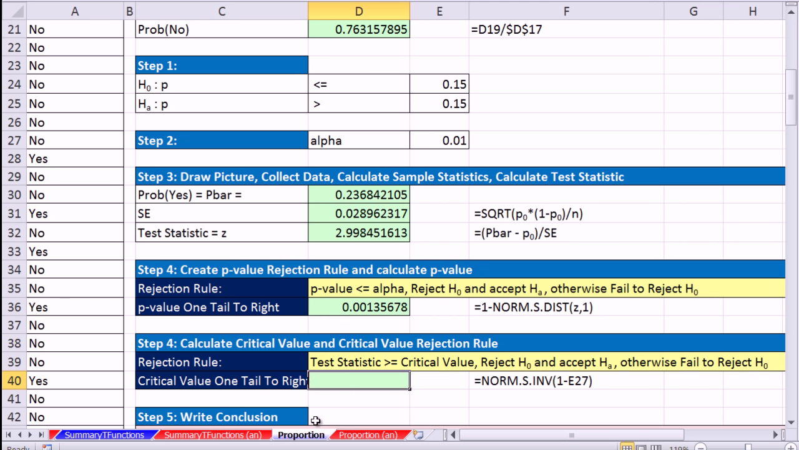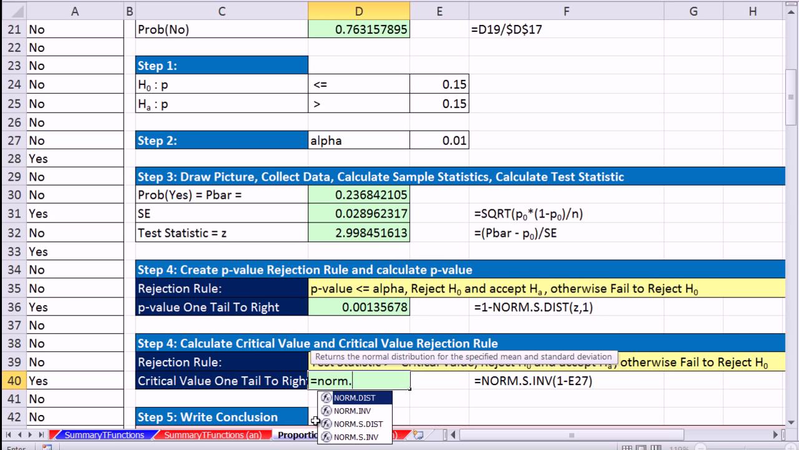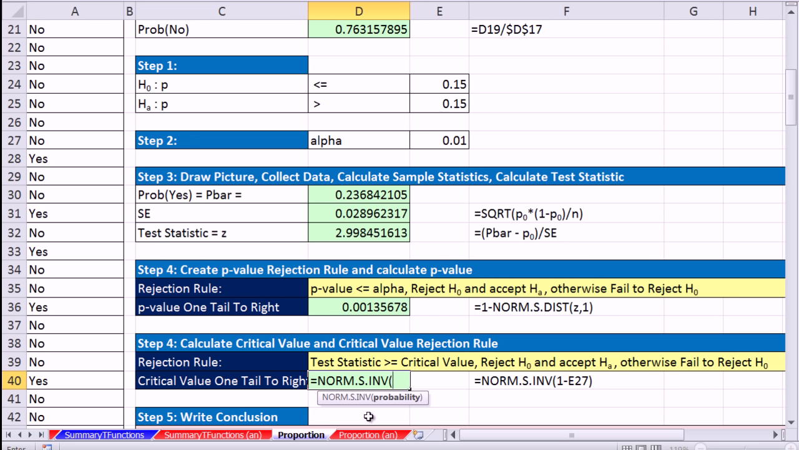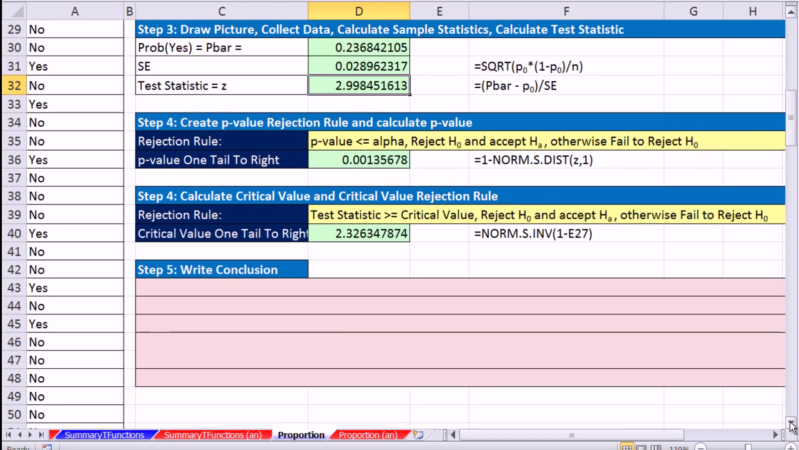Our critical value rule, we're going to use the inverse. So norm.s.inverse. And our probability, well, we're on the upper end, so we need to say 1 minus our alpha. Our critical value is 2.32. So comparing that, anytime our test statistic is greater than or equal to this, we reject the null and accept the alternative. So either way you go, we come to the same conclusion as we said many times so far.